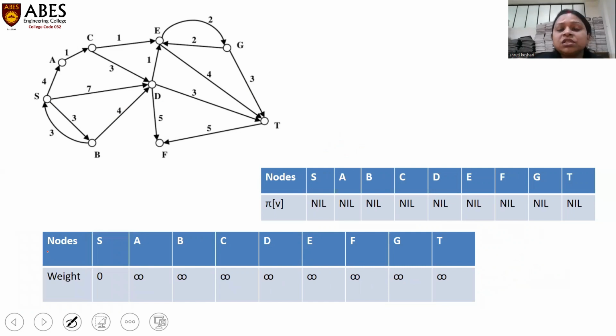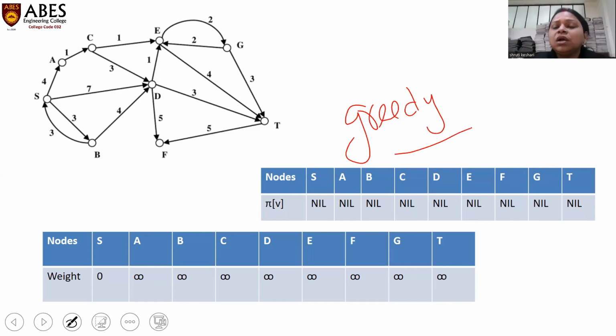Now you need to use Dijkstra's algorithm, which is a greedy algorithm. Greedy algorithm means choosing the local optimum value. According to your given graph, S has three edges starting from it. One goes to A, with weight 4. Second is the edge from S to D, with weight 7. And third is from S to B, with weight 3.